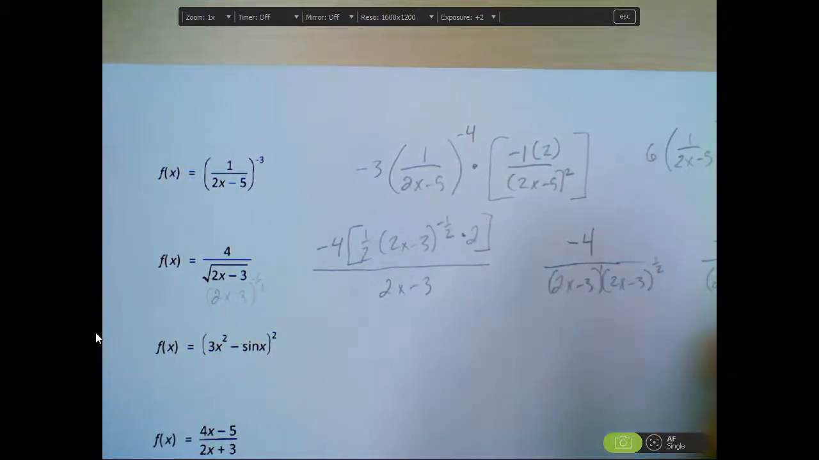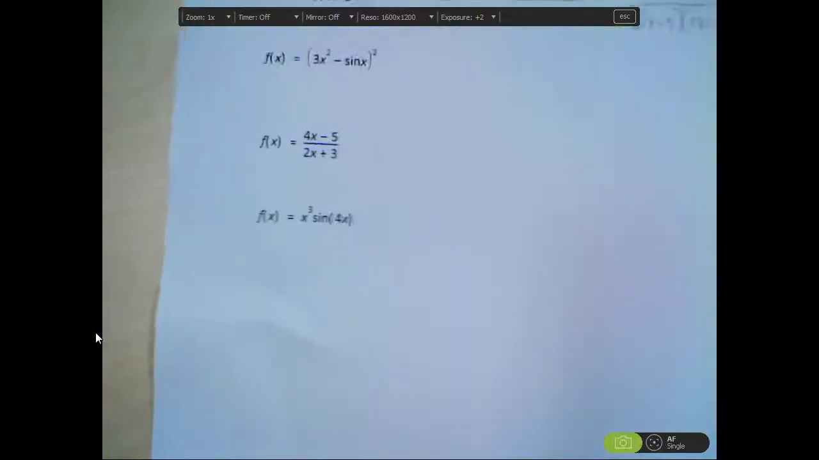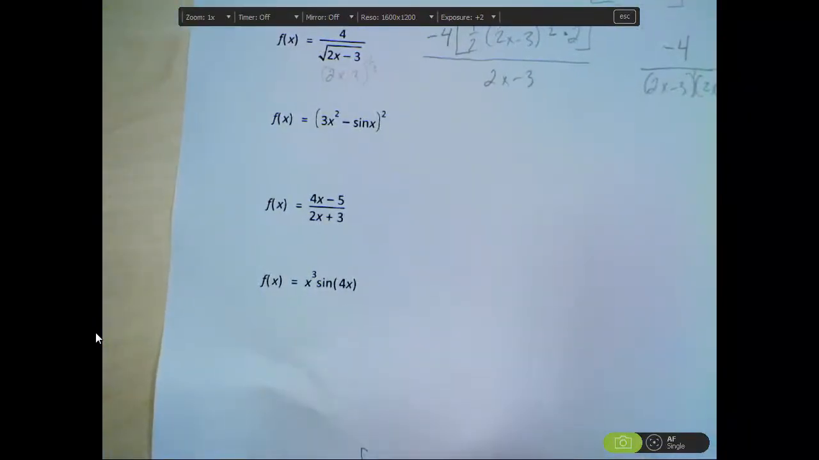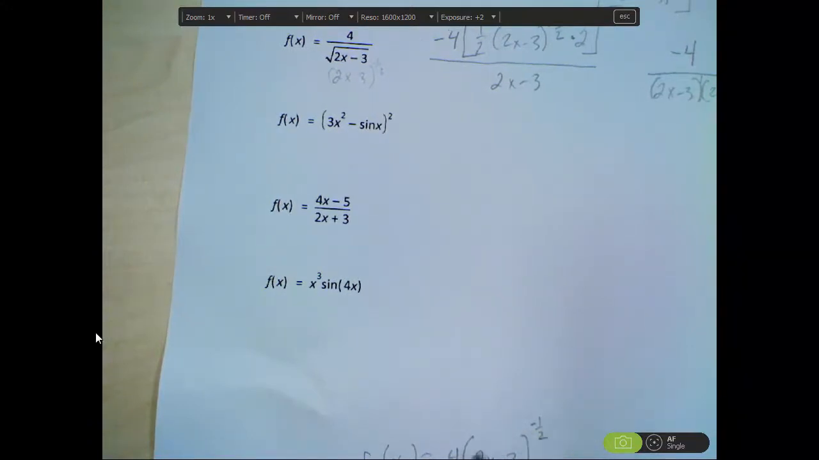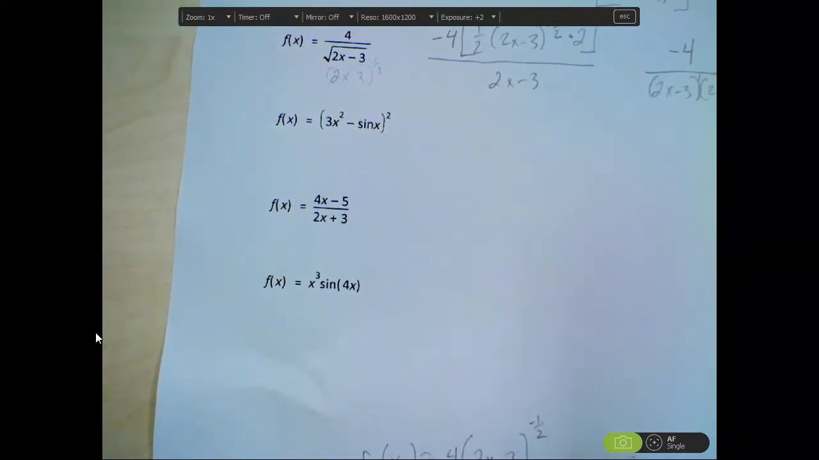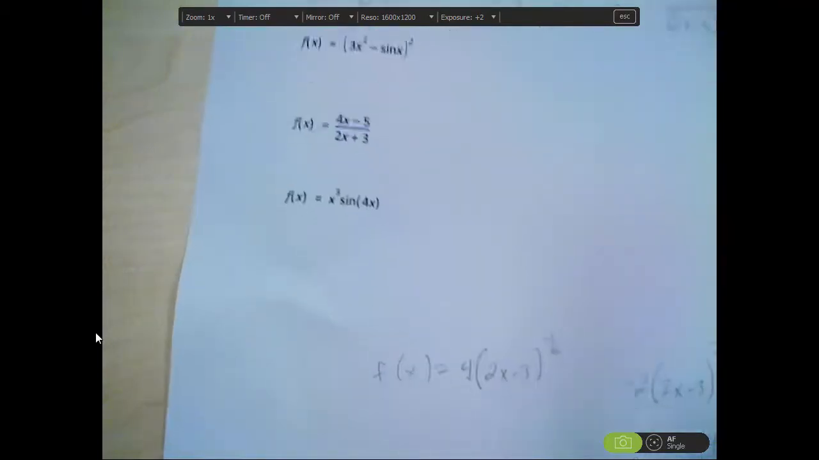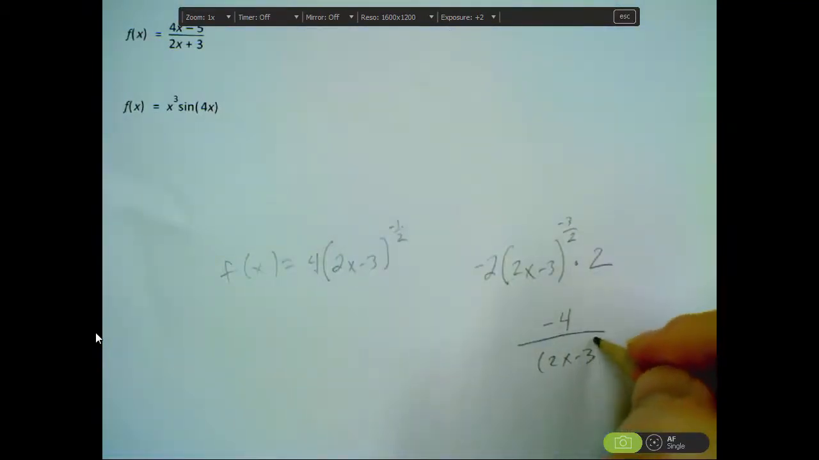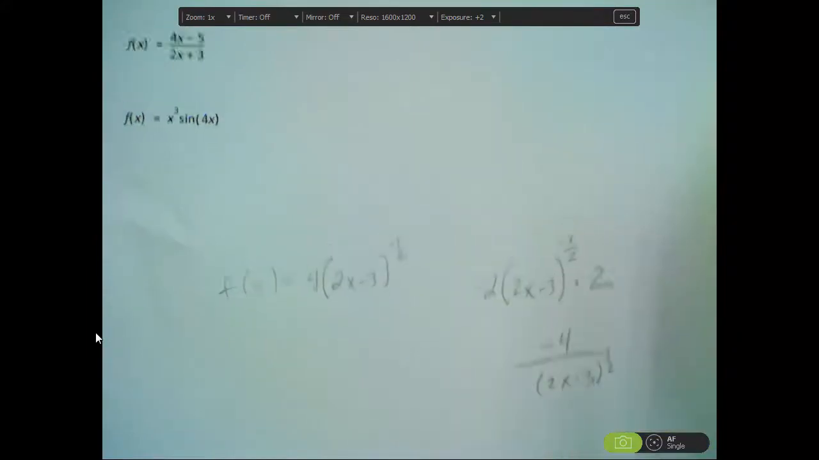You also could have done this by moving the denominator up and giving it a negative exponent. So this is the same as saying 4 times 2x minus 3 to the -1/2. And then the chain rule would be derivative of the outside is -1/2 times 4, which is -2. Leave the inside alone. Subtract 1 from the exponent times derivative of the inside, which is 2, which again gives you -4, and if you move that down, you get 2x minus 3 to the 3/2. Same answer that we got up here, two different ways to get it.